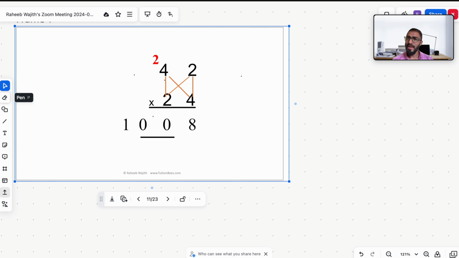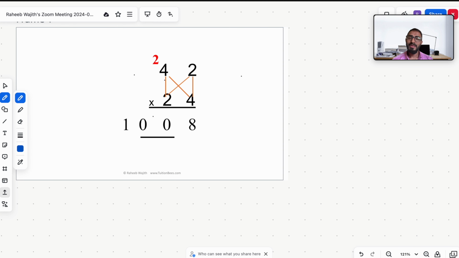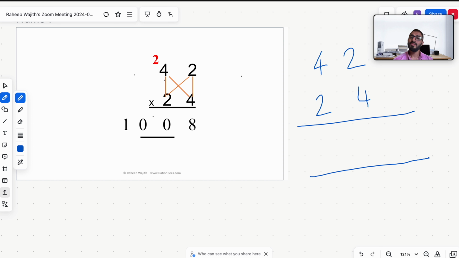I'll do it here aside because there is a carry forward involved in this particular sum. We'll all do it together. So step number 1. How many steps are there? There are 4 digits, so the number of steps will be 3.